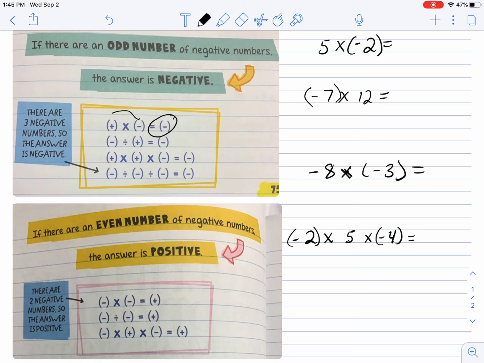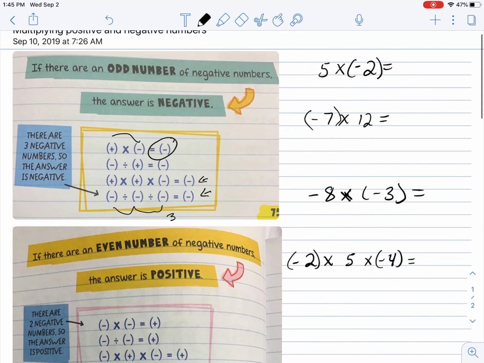Same thing here, there's only one, which is an odd number, one negative, so your outcome is negative. Here there's three altogether, but only one that is negative, so your outcome is, once again, negative. In this last one, you have 1, 2, 3 negative numbers. 3 is an odd number, therefore your outcome should be negative.